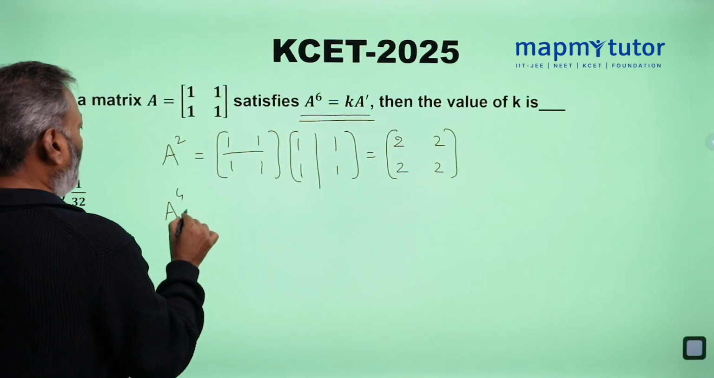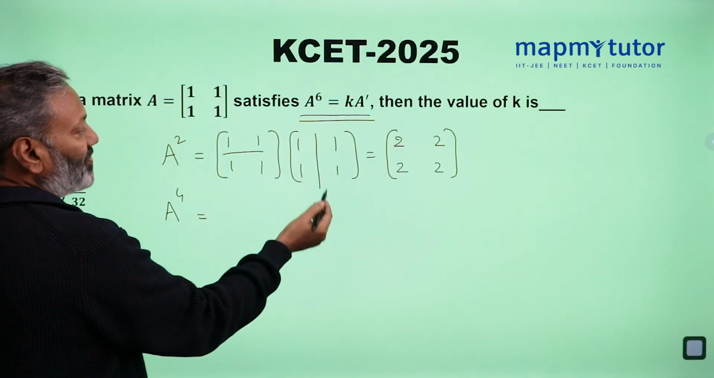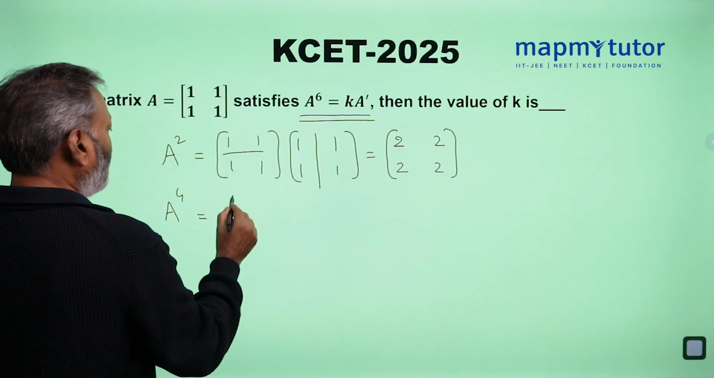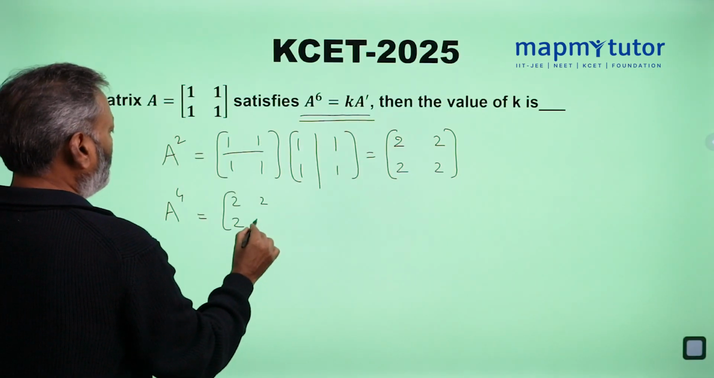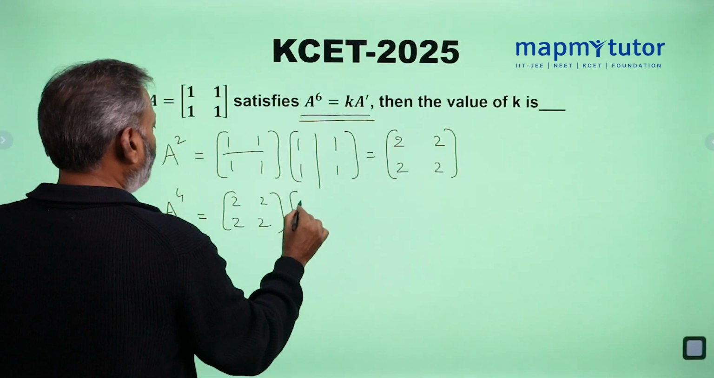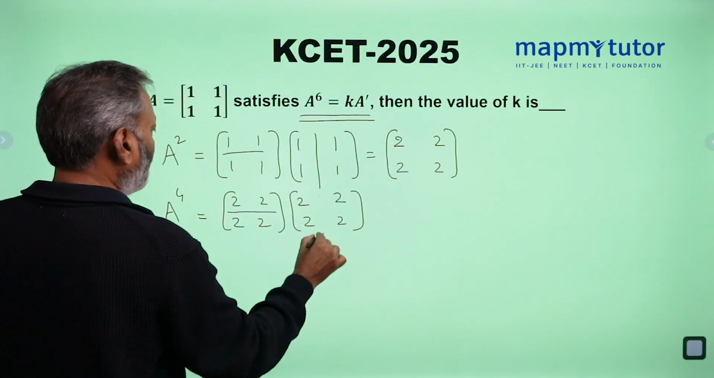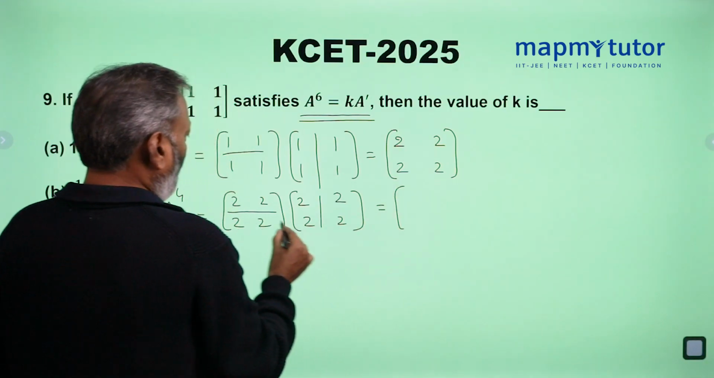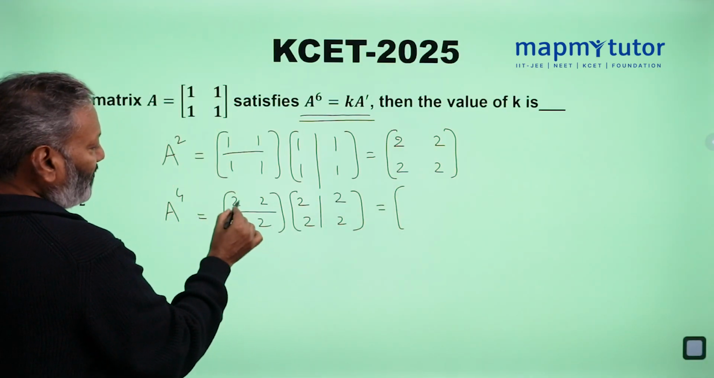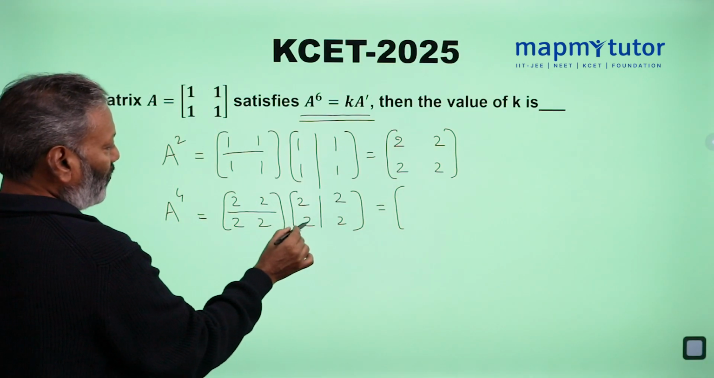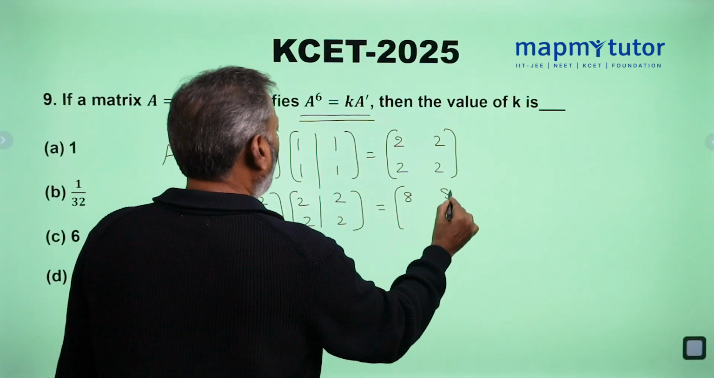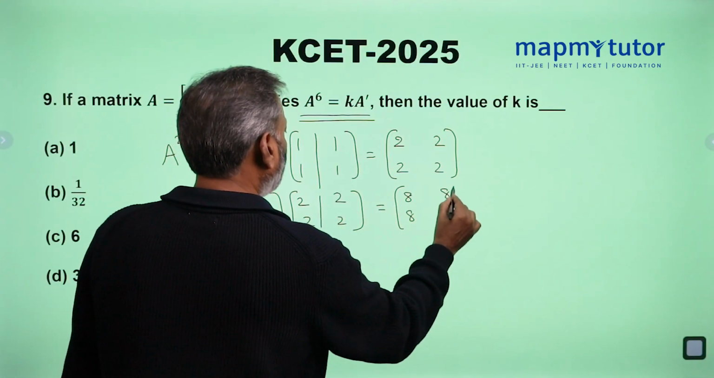Next, I'll approach A power 4, which is A square into A square. Anyway, I calculated A square, right? So, 2, 2, 2, 2 and then 2, 2, 2, 2. Again, row by column method. Just calculate the first row, first column, that is enough. 2 into 2, 4 plus 4, 8. No need to calculate the remaining elements; you can write the same.